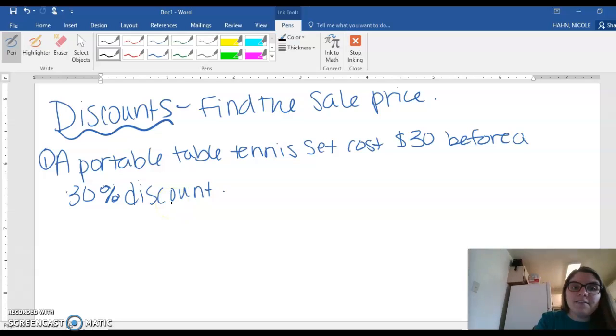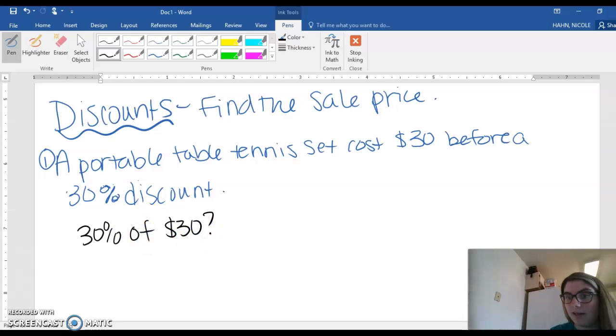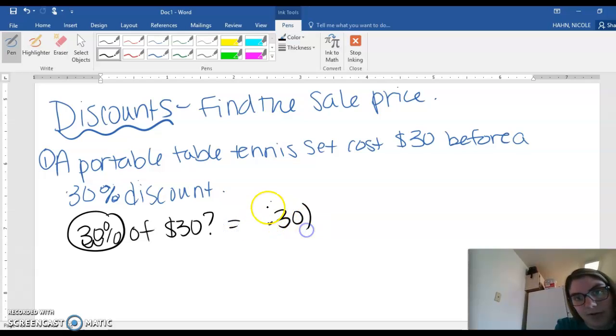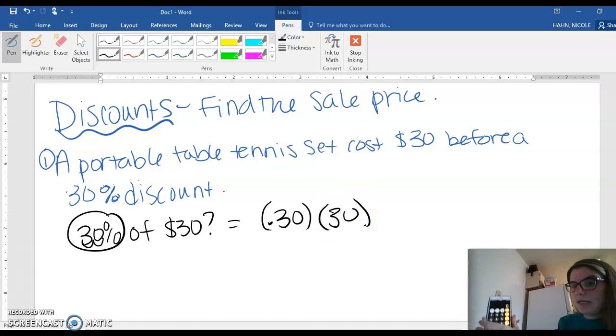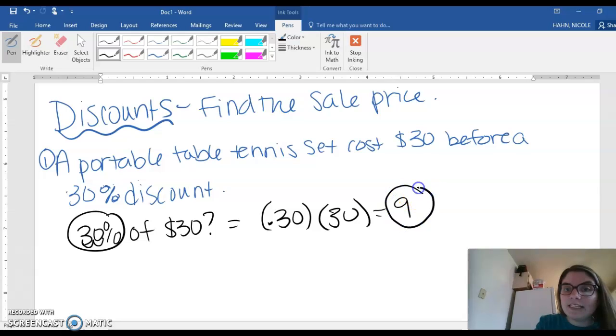So I need to find what is 30% of $30. That's the first thing I need to find. Again, I'm going to change the percent to a decimal, so I'm going to have 0.30 times 30. I'm just going to take my calculator and say 0.30 times 30, and I got 9. So I'm going to put equals 9. It's asking me to find the sale price. So 30% of 30 is 9.